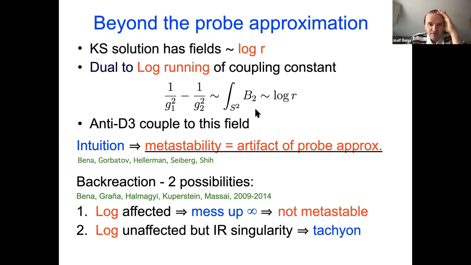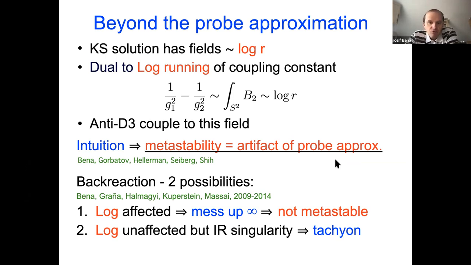And when you have a flux field, the intuition, which we obtained in some brane constructions a while ago with Nati Seiberg and collaborators, was that the metastability of a probe when you have a flux field is an artifact of the probe approximation. And if you look at the full calculation, you'll actually find that it is not metastable. What we did was look at the back-reaction of the anti-branes, and we found two possibilities.